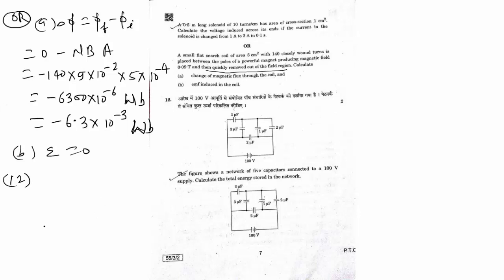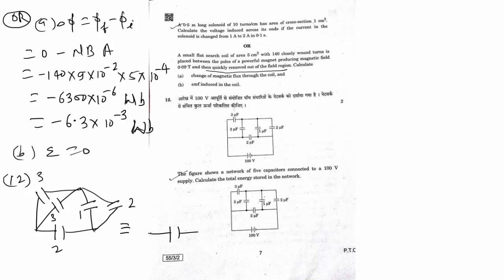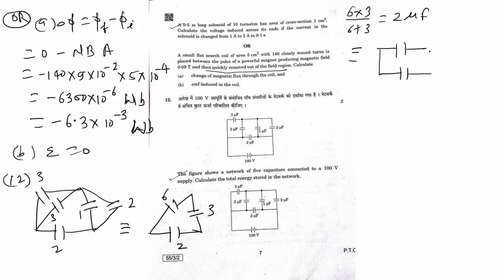For question number 12, we will have to redraw this circuit. This is 3, this is 3, this is 2, this is 1, and this is 2. The equivalent can be redrawn like this. 3 and 3 becomes 6, 2 and 1 in parallel becomes 3, and this is 2. Since 6 and 3 are in parallel, their equivalent will be 6 into 3 upon 6 plus 3, that is 2 microfarad.